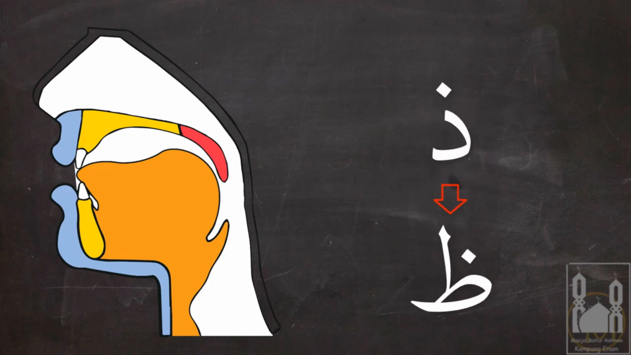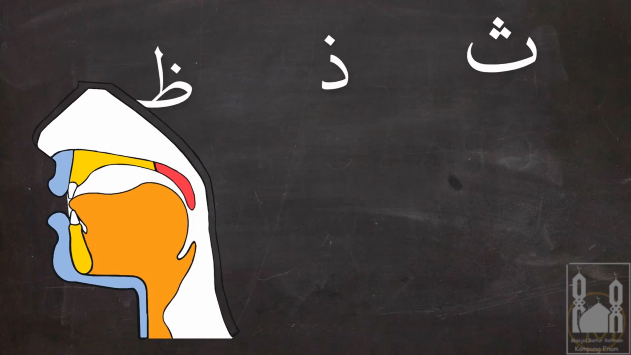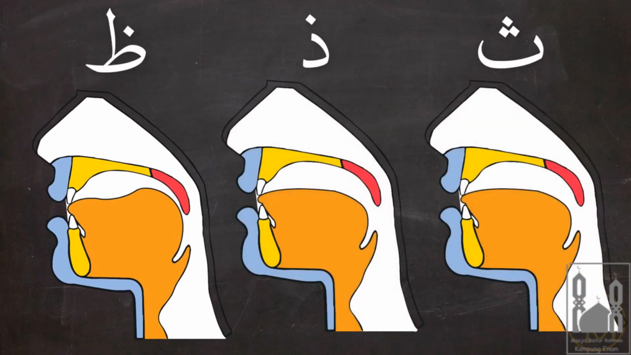And to pronounce Dhal, you need to learn how to pronounce Tha. And here are the differences between these three sounds. Ath, adh, al.